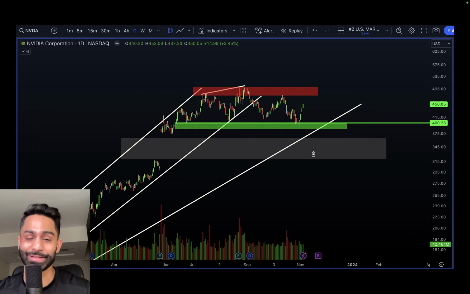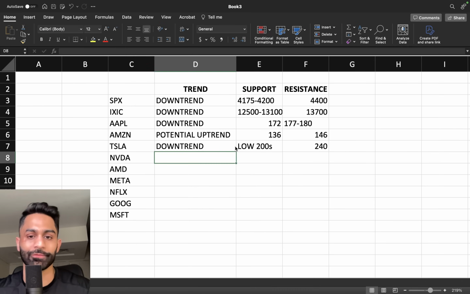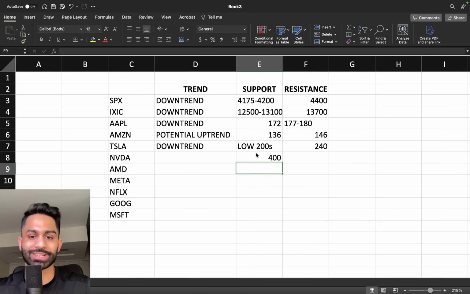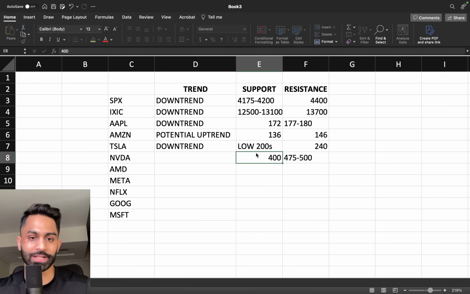But I do think the fundamentals need to really justify that valuation at that point, because anything over $500 would obviously be a very, very significant valuation for NVIDIA. And we've got a couple of gaps over here to fill, and we've got a higher low sitting right over here with that uptrend as well. So for NVIDIA, we're going to put down $400, of course, as support. Anything at around $475 to as much as $500 is going to be that resistance.